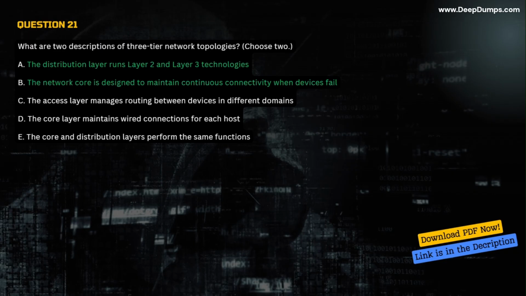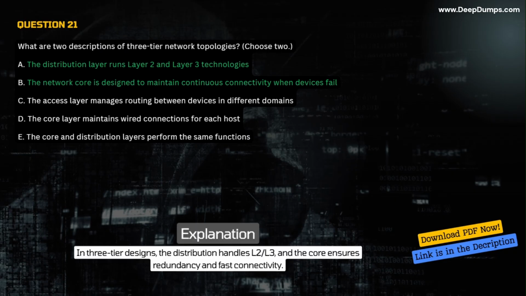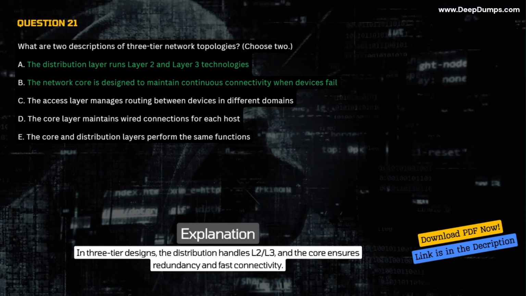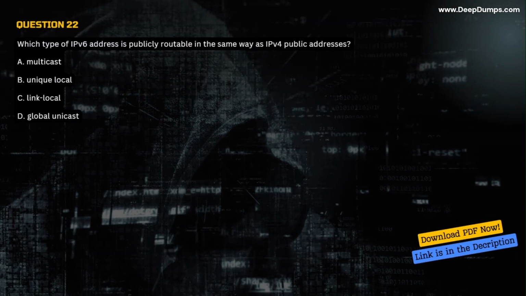Correct answer, A and B. The distribution layer runs Layer 2 and Layer 3 technologies. The network core is designed to maintain continuous connectivity when devices fail. Explanation. In three-tier designs, the distribution handles L2/L3, and the core ensures redundancy and fast connectivity. Question 22. Which type of IPv6 address is publicly routable in the same way as IPv4 public addresses?